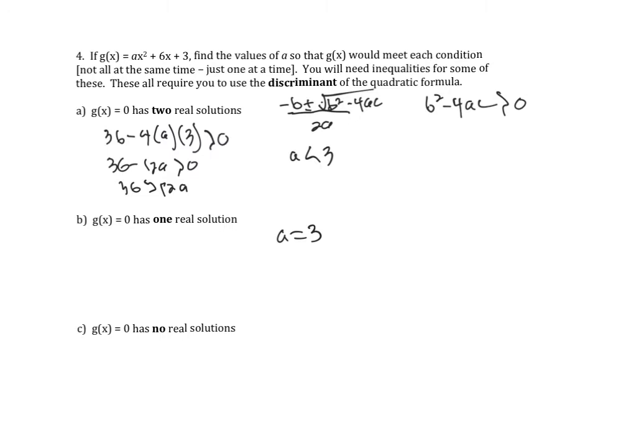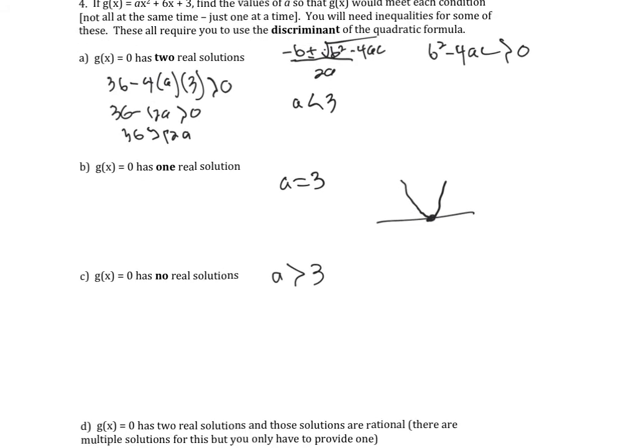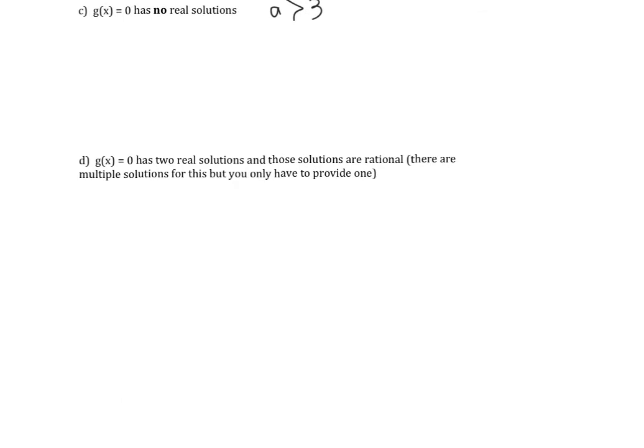And what that means graphically is that our vertex is right on the x-axis, which means that we only have one value of x that sets the function equal to 0. No real solutions means that a has to be greater than 3, because that would give us a value under the square root that is negative, so there's no real number that would make that true.